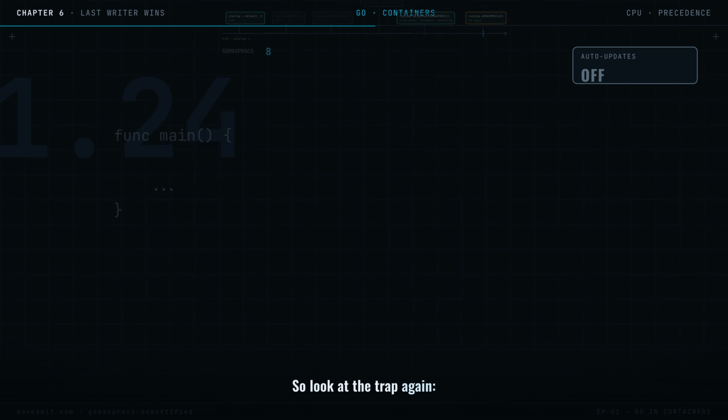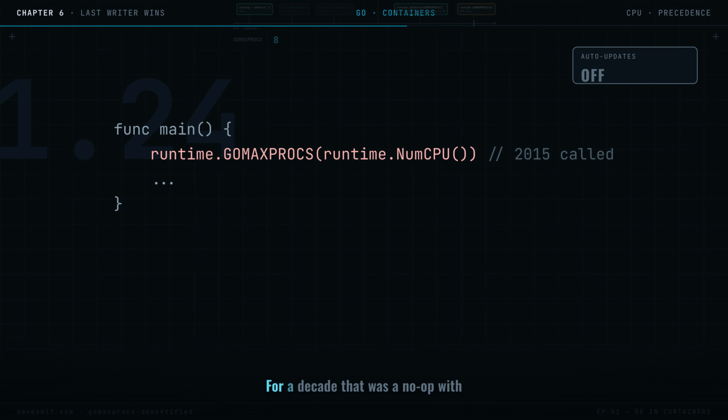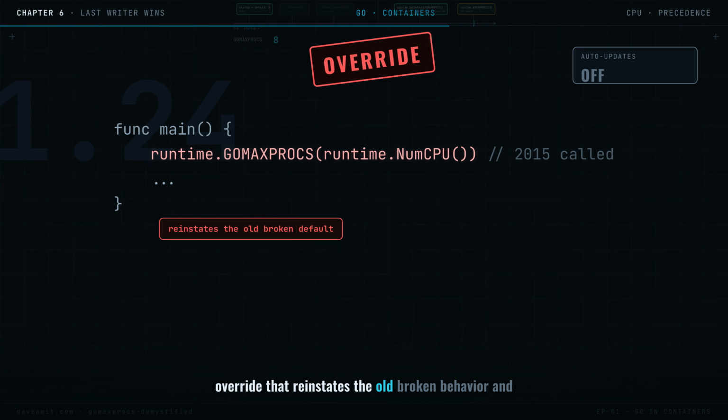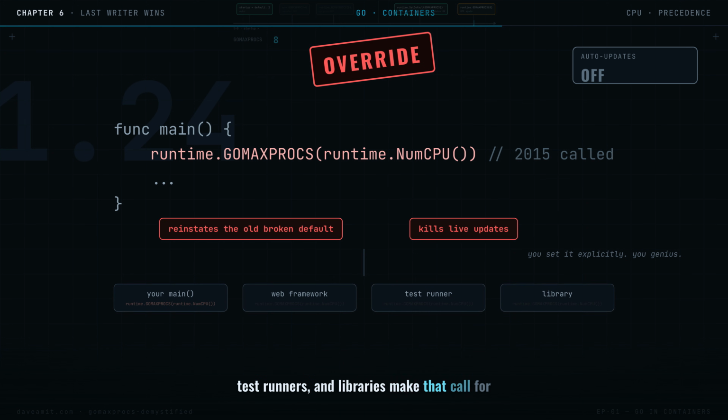So look at the trap again. runtime.GOMAXPROCS(runtime.NumCPU()) at the top of main for a decade. That was a no-op with good intention. On Go 1.25, it's an explicit override that reinstates the old broken behavior and kills live updates. And you set it explicitly. You genius. Worse, some web frameworks, test runners, and libraries make that call for you. So the audit isn't just your main function, it's your dependency tree.